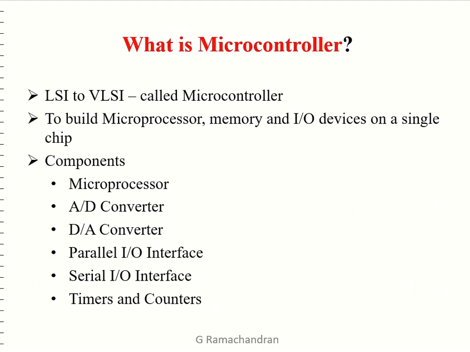What is a microcontroller? It is a large scale integration to very large scale integration device. It is called a microcontroller. What are the uses of a microcontroller? To build the microprocessor, memory and input-output devices on a single chip. Components of a microcontroller are microprocessor, analog to digital converter, digital to analog converter, parallel input-output interface, serial input-output interface, timers and counters.